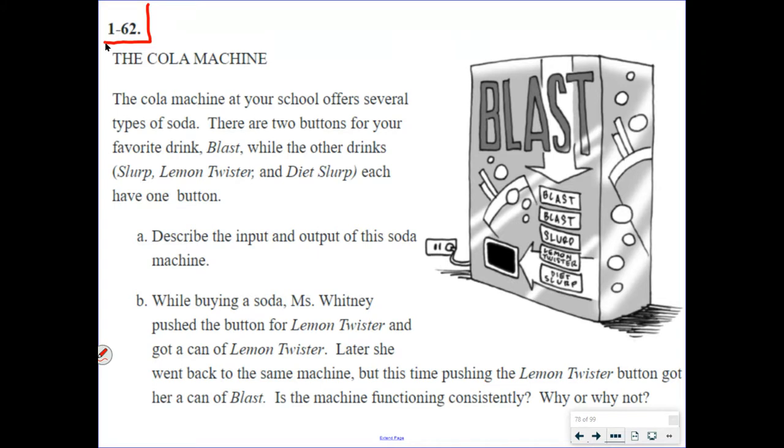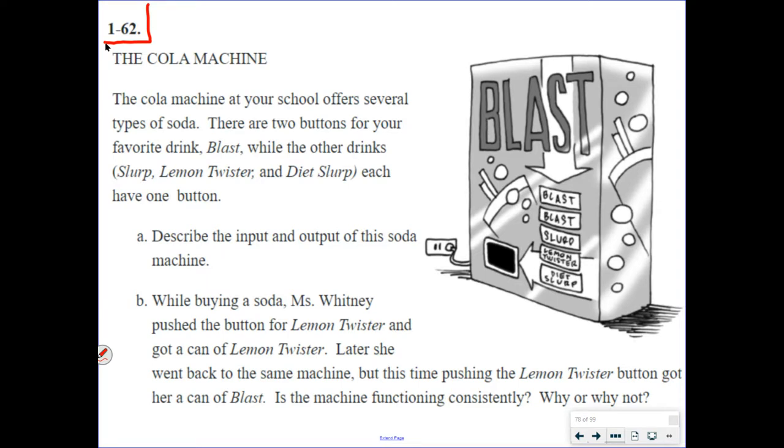It is the button we press. That is what's going to force the particular soda to come out, okay? So that's what we're looking for. The input is the button we press. The output is the actual can of soda. So that's letter A. Write it down for letter A: input is the button we press.